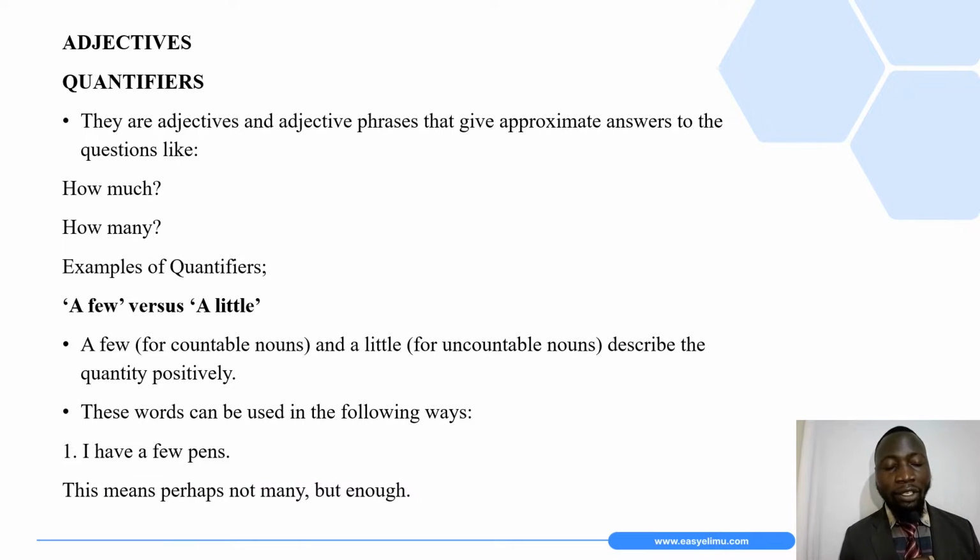We have very many examples of quantifiers that we use in the English language, and we have a few, a little, few and little. Those are some of the examples of adjectival quantifiers that we are going to look at in this session.